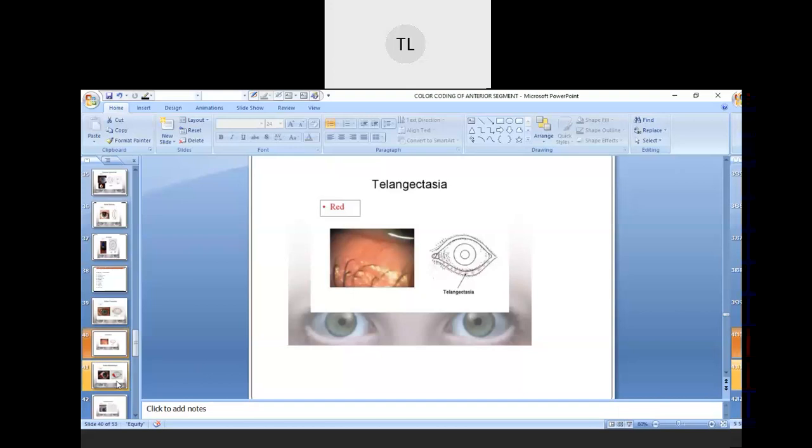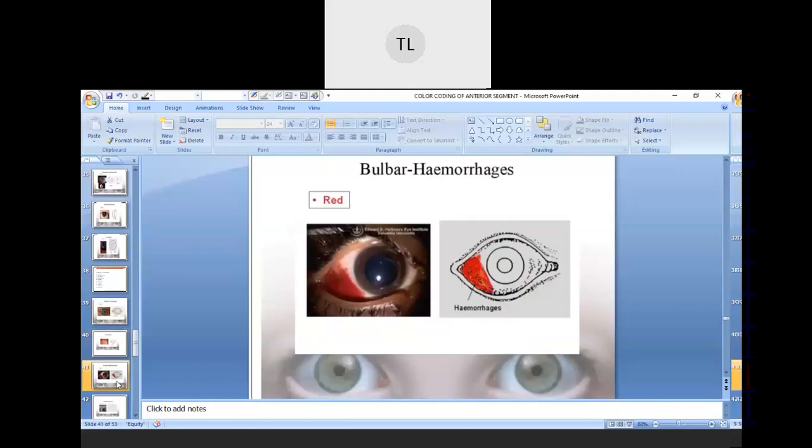Next we have hemorrhage. If you have seen any kind of hemorrhage, you have to draw it this way. In this one we have the hemorrhage over the lateral side, and there also they have drawn it with a red color.